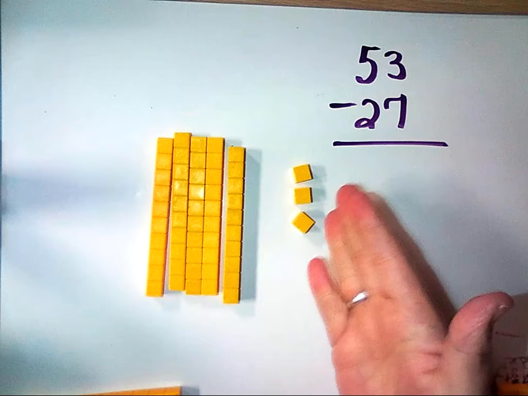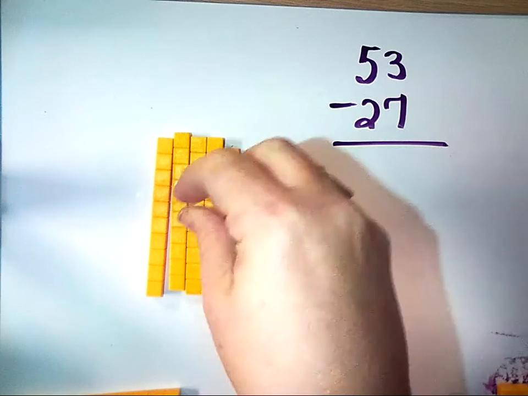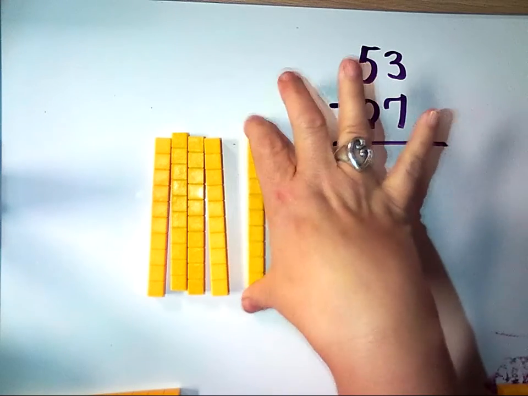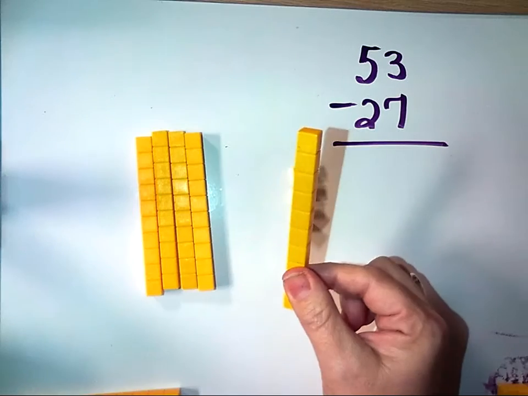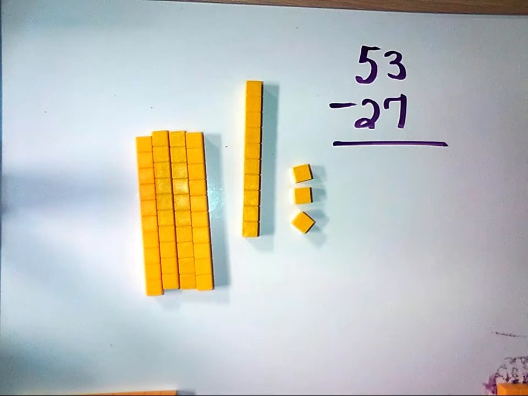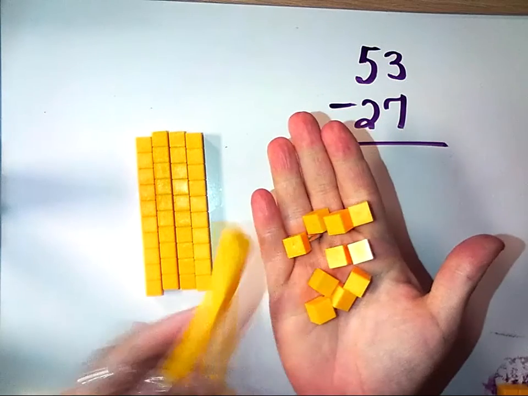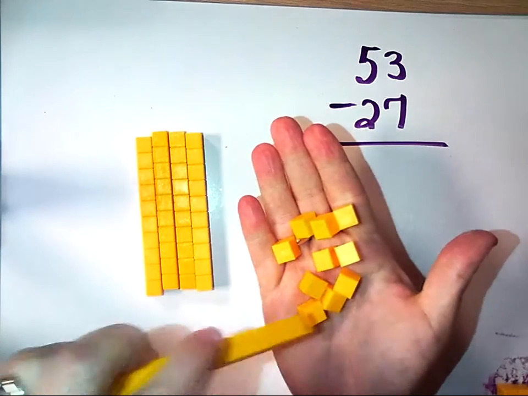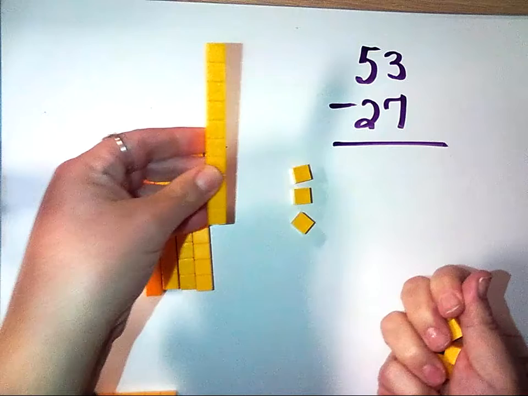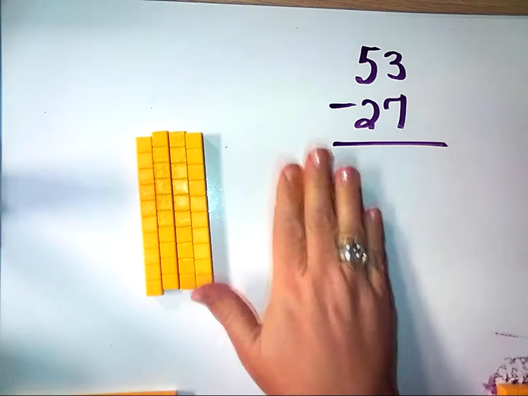And just like earlier in addition, when we got 10 of these, we brought it over here, we're going to do vice versa here. We're going to take one of these, and we're going to make that exchange. So this rod is worth 10 ones. This rod is the same as 10 of these: 1, 2, 3, 4, 5, 6, 7, 8, 9, 10. So I take this out of the tens column and I put these into the ones column.